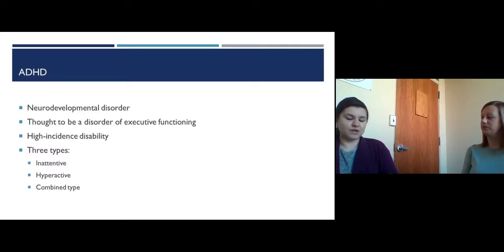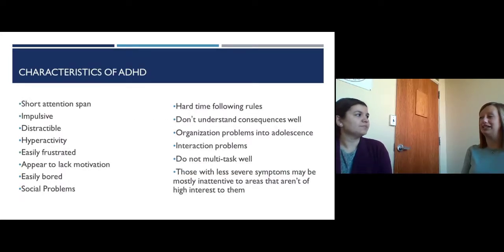Great. So what are some characteristics of ADHD that teachers might see in the classroom? The characteristics are going to vary depending on the individual and the type of ADHD, but there are some we expect to see. There are things like having a short attention span, being impulsive or distractible. We see a lot of kids who are hyperactive. They may become frustrated really easily. They may seem to lack motivation or get bored really easily.